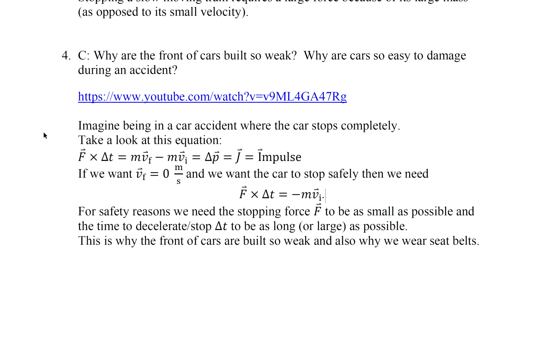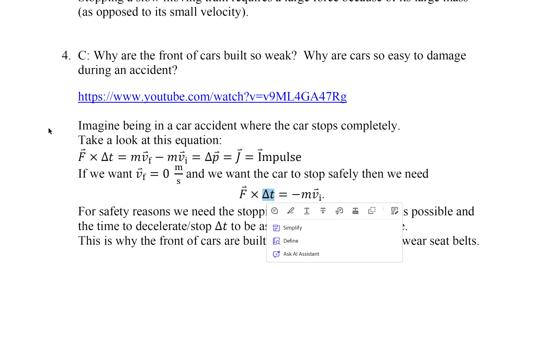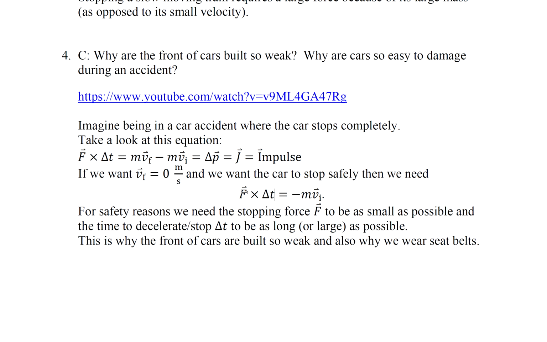So for safety reasons, we need F to be as small as possible and delta t to be as long or large as possible. This is why the fronts of cars are built weak, and this is why we wear seat belts, because we want the time to slow down and stop to be big. So the force that we feel is incredibly small.